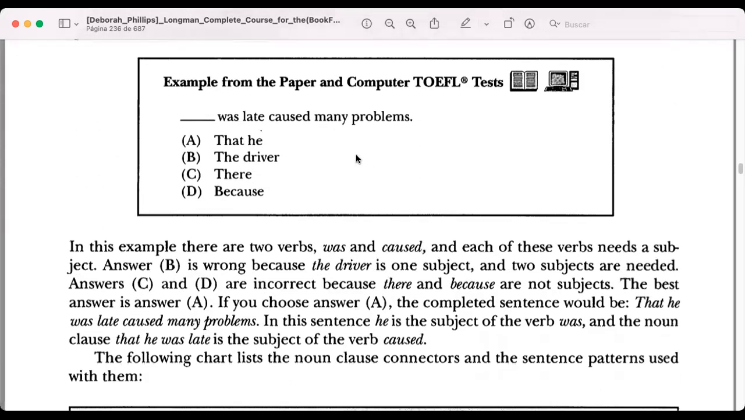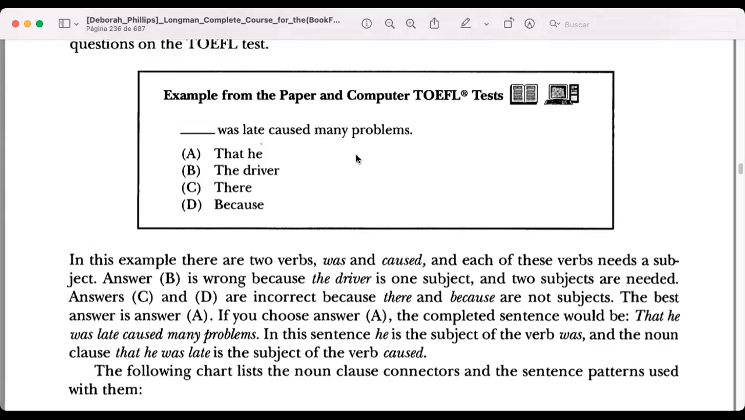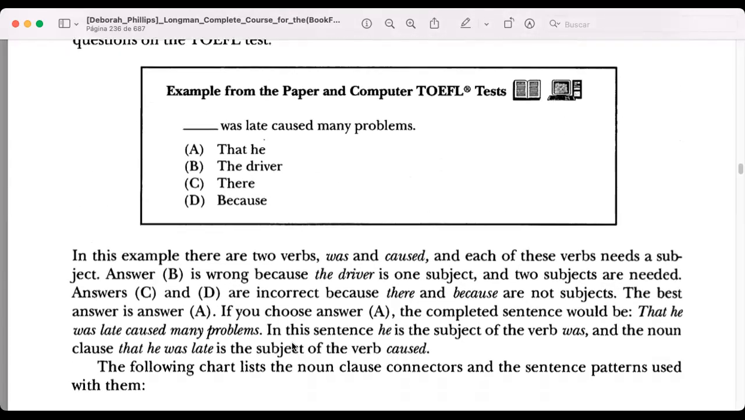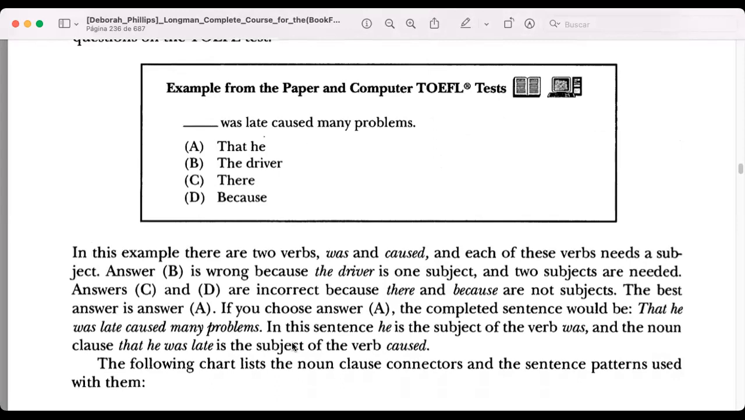I have this line, okay? Was late caused many problems. What will be the best answer here? Trying not to read, okay? Was late caused many problems. That he, the driver, was late. There was late because was late. Letter A. If you want to read it, please.